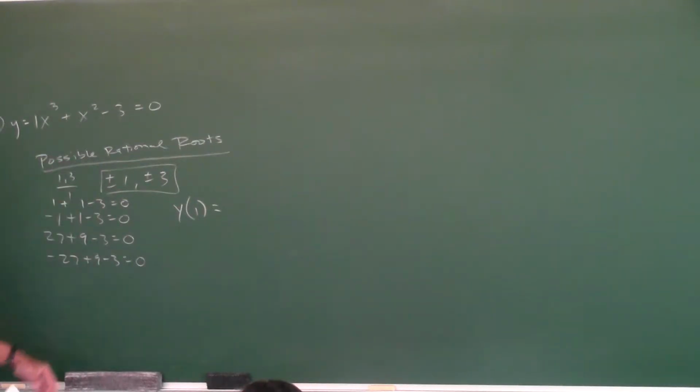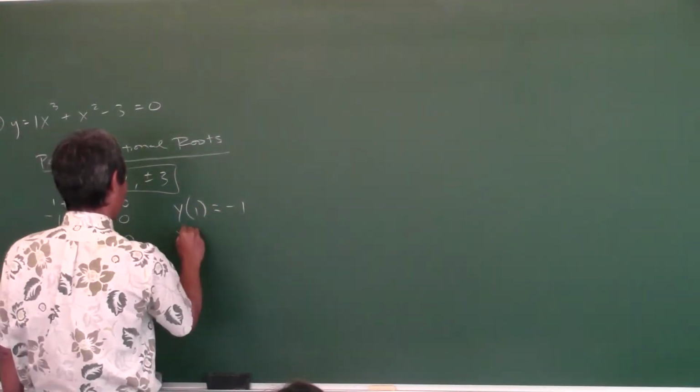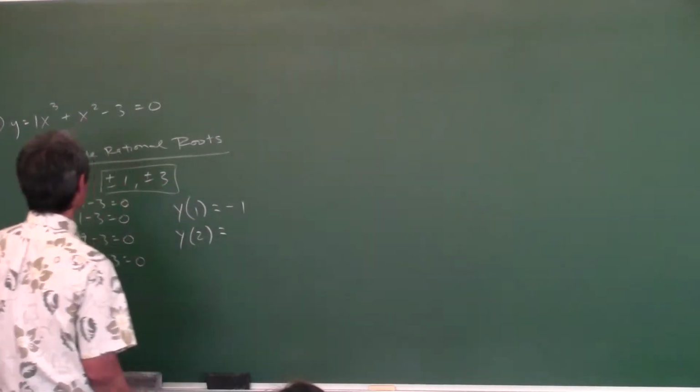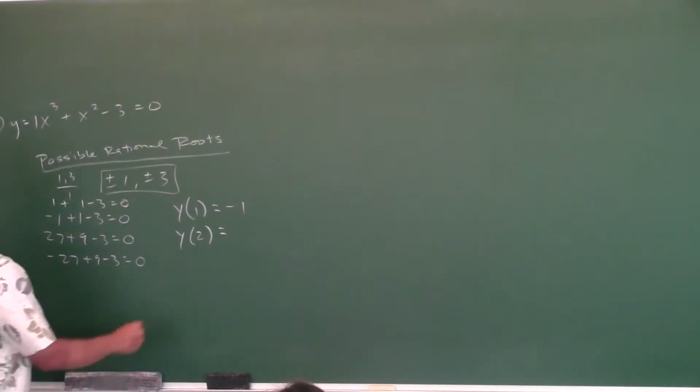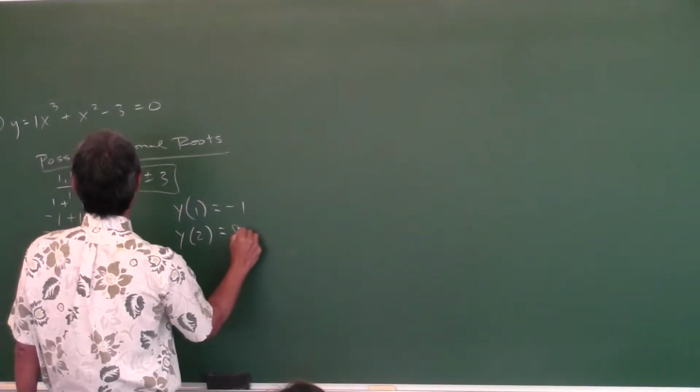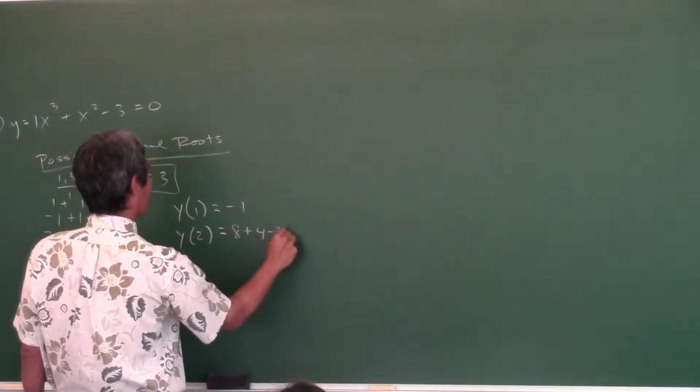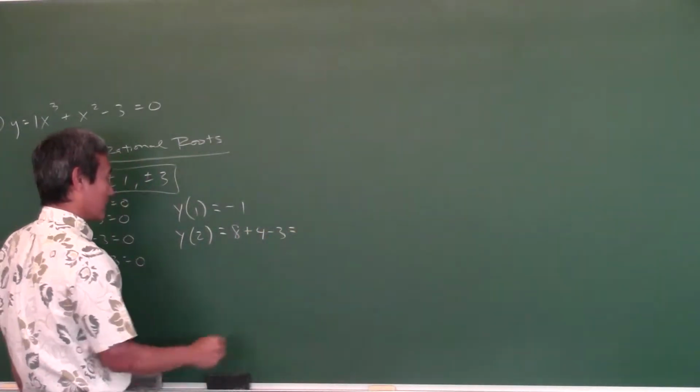Plug in 1 and you get? Gosh. If you cannot even plug in 1, just go home already without cooking rice. Negative 1. Thank you. And what about 2? Okay, let me give you the intermediates. 8 plus 4 minus 3, which is 9.